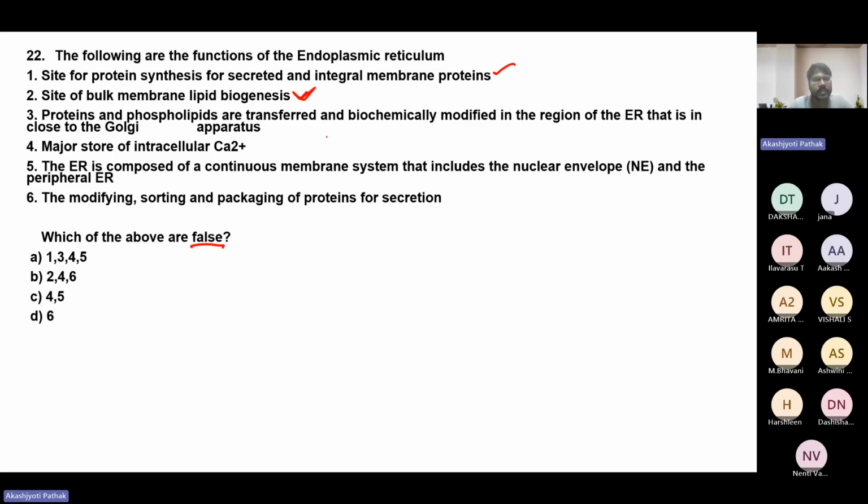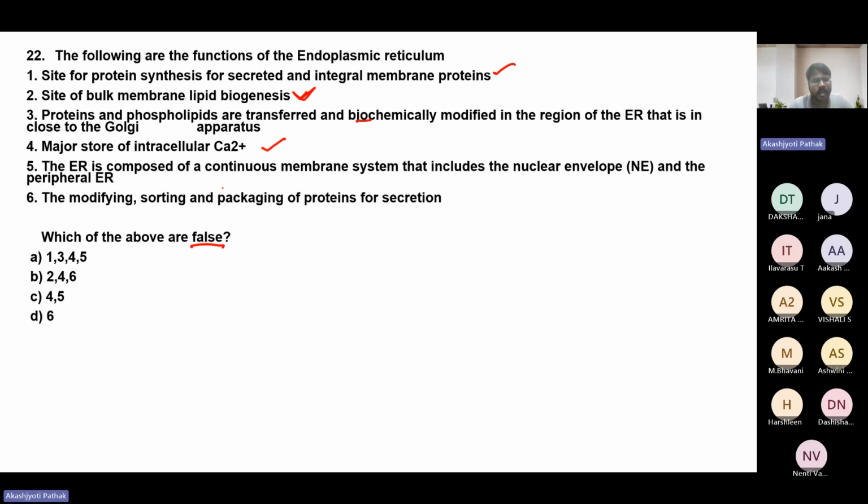Now, protein and phospholipids are transferred and biochemically modified in the region of the endoplasmic reticulum that is in close proximity to the Golgi apparatus. So biochemical modification of proteins does take place in the endoplasmic reticulum, like protein folding and several modifications take place in the ER as well. They are major storehouses of intracellular calcium.